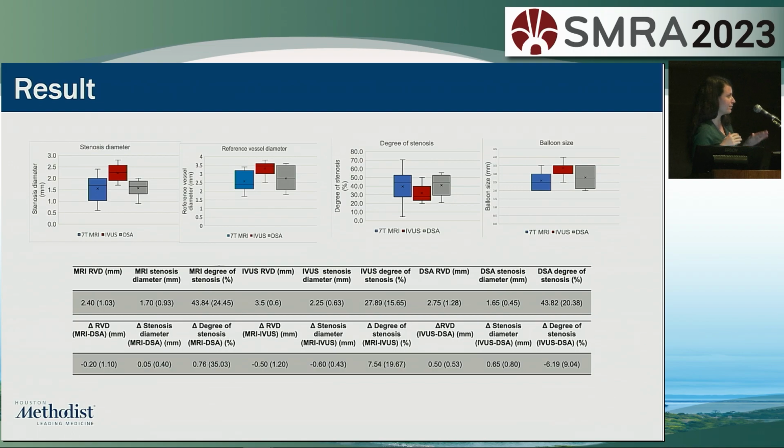And with IVUS, MRI, and DSA, we are trying to optimize which would be the best device and what would be the best size to optimize treatment planning.